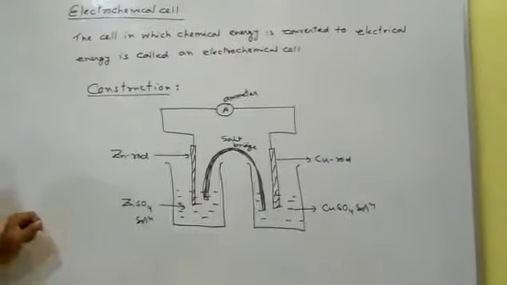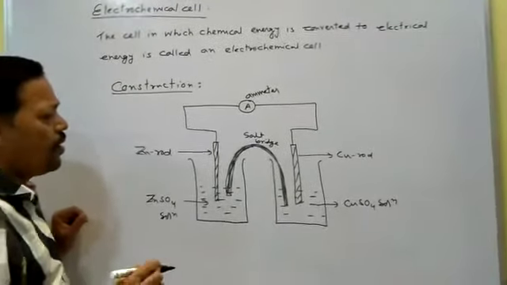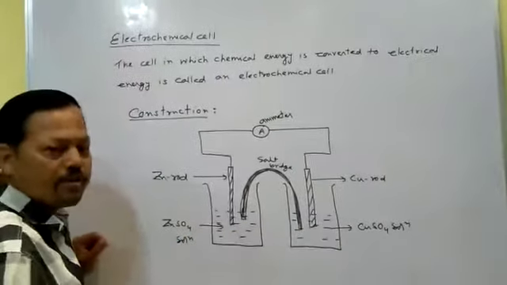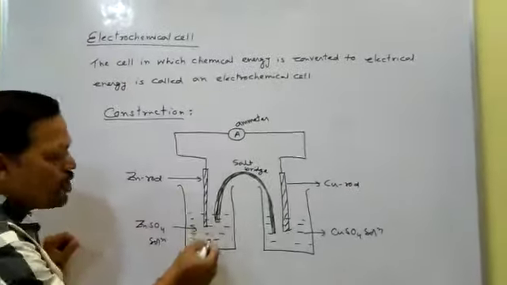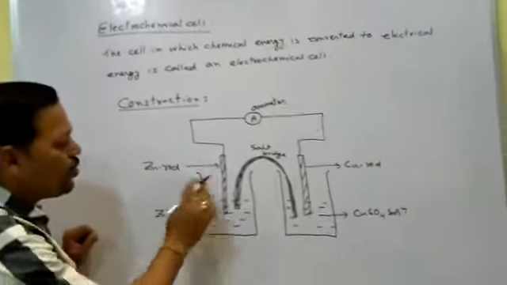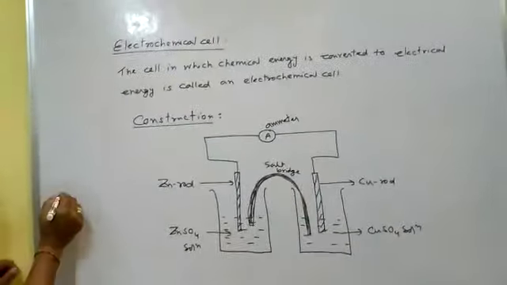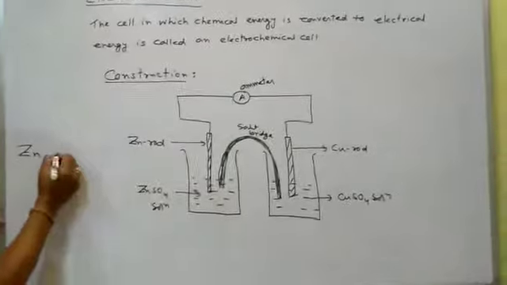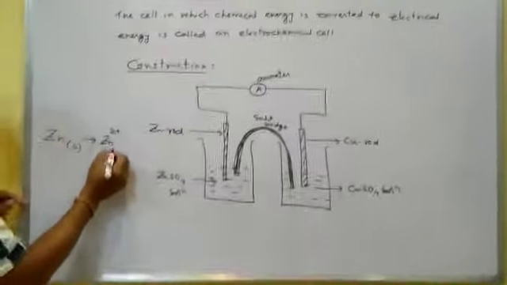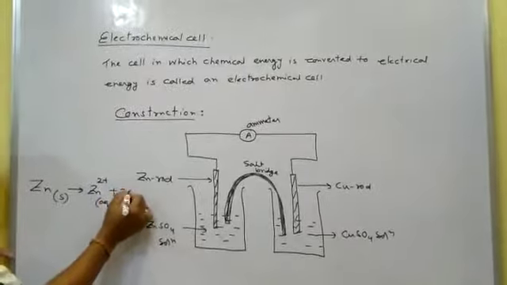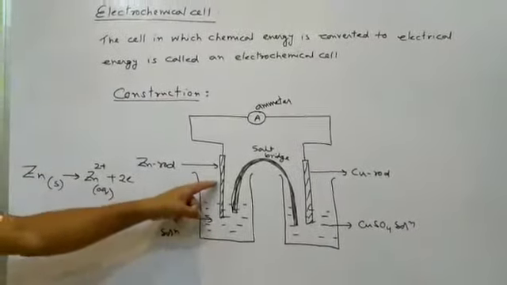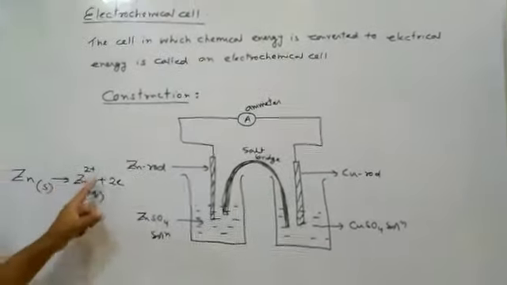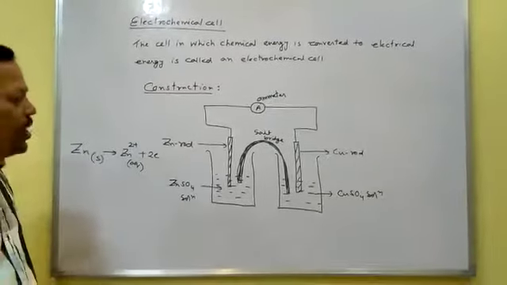Now after construction of this, after some time you will observe this zinc rod dissolves in the solution. You know zinc exists as a solid in the rod. When it goes into the solution, the solid rod will be converted to Zn2+ ion by loss of 2 electrons.